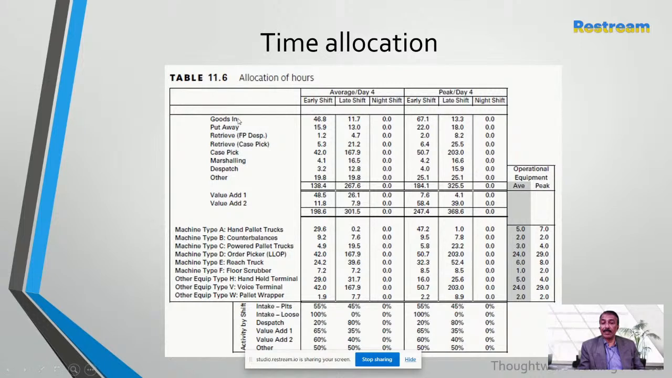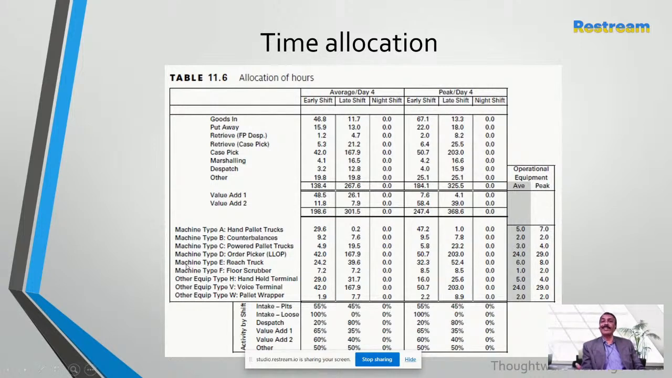So for each of the activities in the warehouse, like goods in, put away, retrieve, case pick, marshalling, dispatch, and other, you need to summarize and value add. Maybe we are doing labeling or some additional packing or kitting, all that comes under here. So you have the time required or the load being put on this particular warehouse shift wise, in case of both the average and peak load.